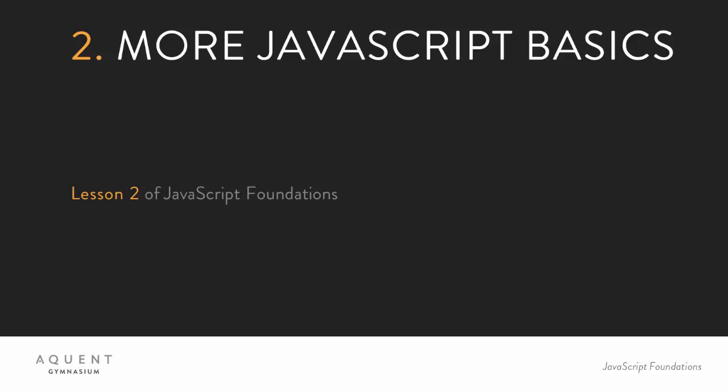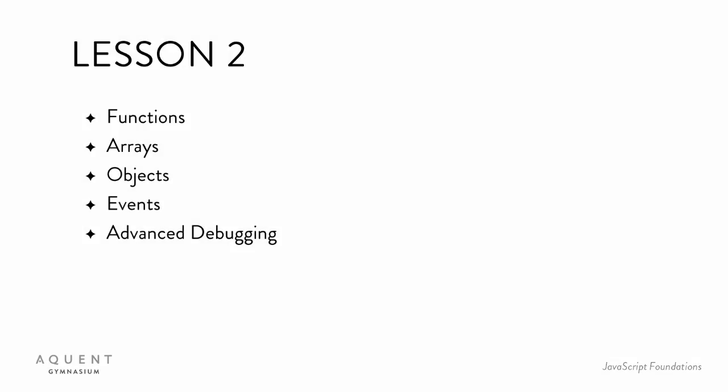Welcome to Lesson 2. Here I'm going to cover functions, a couple of new data types, arrays, and objects, and then move on to events and advanced debugging. When you finish this lesson, you'll be able to create small programs with more complex behavior that can react to user input. You'll still be using the console for output in this lesson.